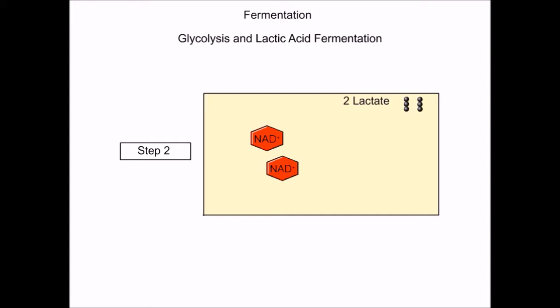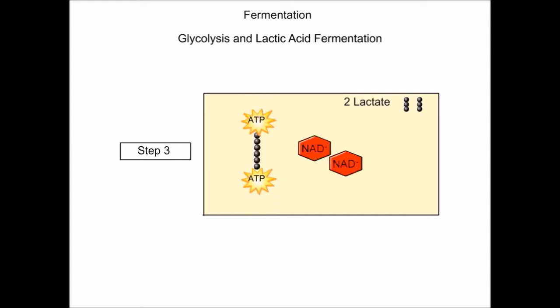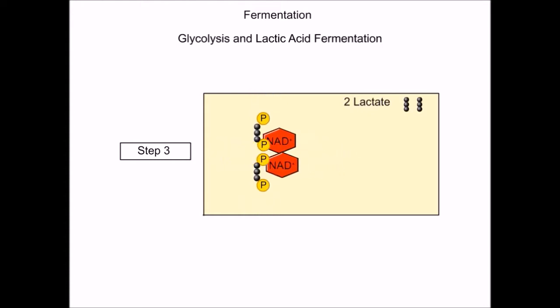With the formation of lactate, lactic acid, NADH is oxidized and becomes NAD+. With a continuous supply of NAD+, glycolysis can continue producing more ATP. During fermentation, the NADH produced by glycolysis is oxidized, ensuring a continuous supply of NAD+ for glycolysis. Lactic acid fermentation occurs in muscle cells.